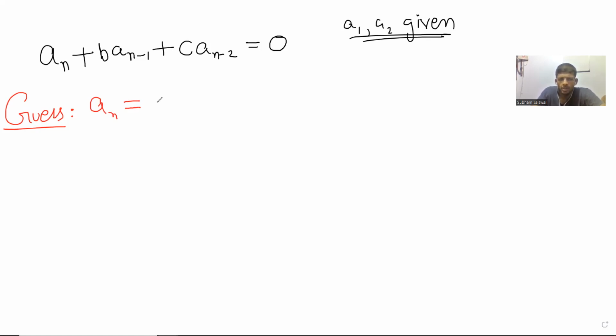So there is some initial A and R to the power n. Is it fine, or is it too abstract? Should I put some numbers? So we take An as this. This is like a guess. You guess that this is a solution for a minute.